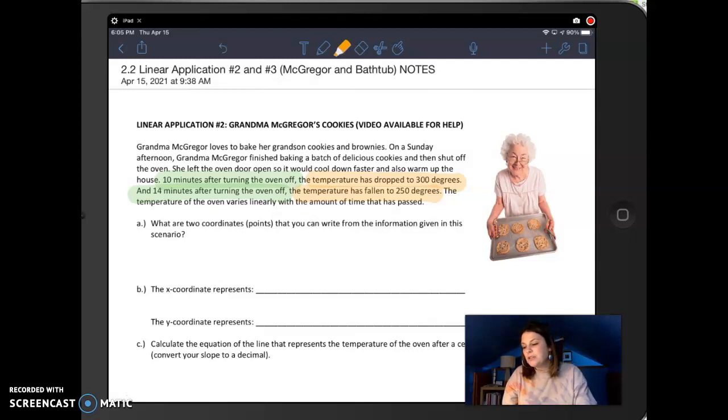It says the temperature of the oven varies linearly with the amount of time that has passed. So that's just a fancy way of saying that every time the temperature goes down, it's the same amount of minutes. Or another way to say that is that every time 4 minutes has passed, it goes down 50 degrees. So linear means that the slope stays the same, that the change is the same.